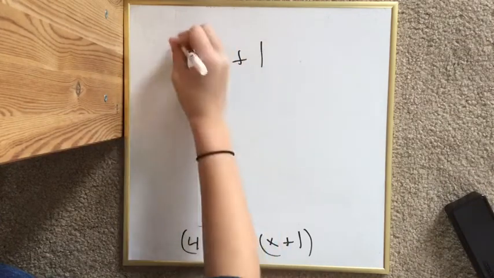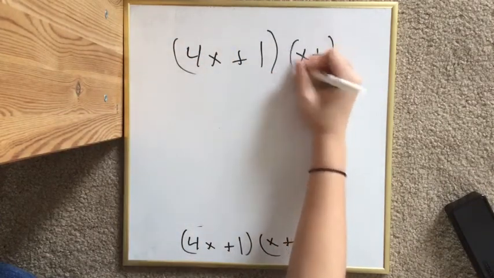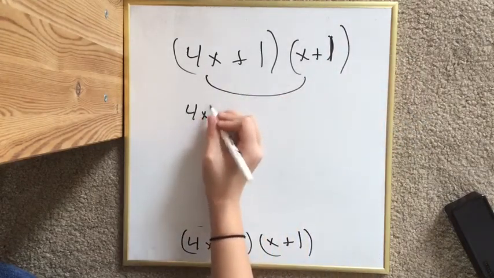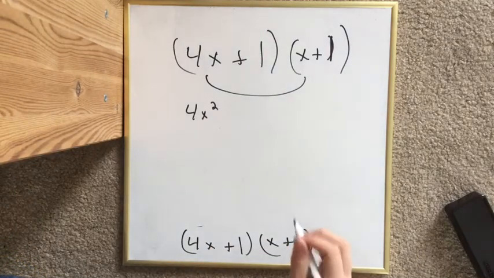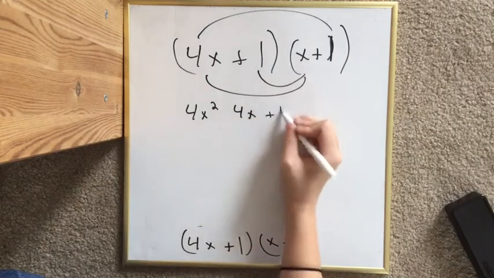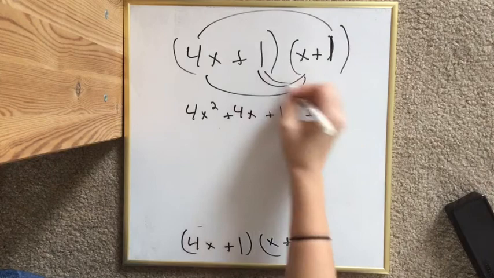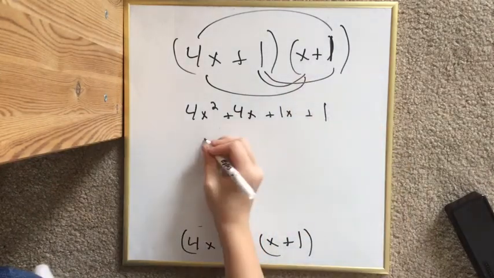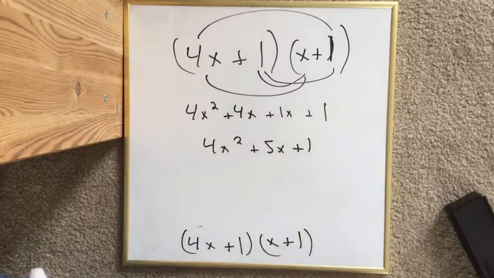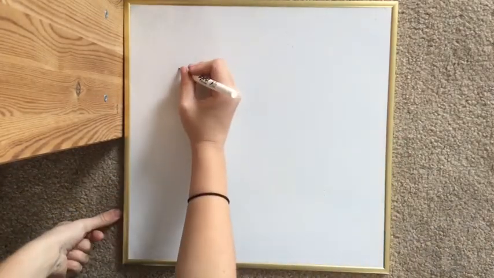I'm going to rewrite it up there, times x plus 1. It's a bad 1, I'm sorry. So first, 4x times x is 4x squared. Outer, 4x times 1 is 4x. Inner, plus 1x. Last, plus 1. Altogether, 4x squared plus 5x plus 1. That is our original equation. So that is always how we factor these equations that have something before the x squared. So let's try another one of those.